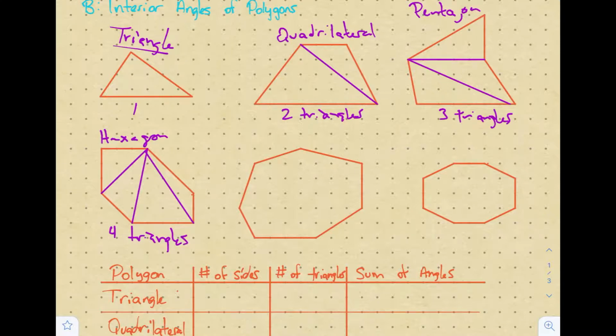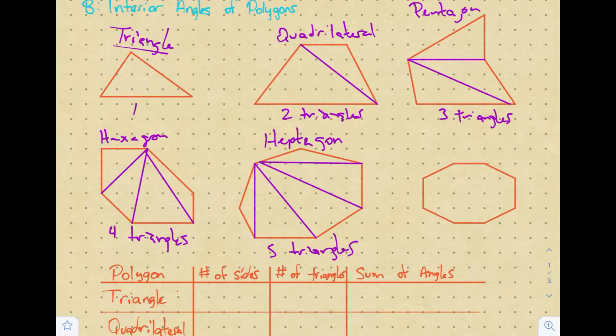This next one is a heptagon. It's got 7 sides. And I can make 1, 2, 3, 4, 5 triangles. And finally, with an octagon, if I snake my way through, making each triangle have all 3 corners on corners of the shape, there are 6 different triangles I can make.